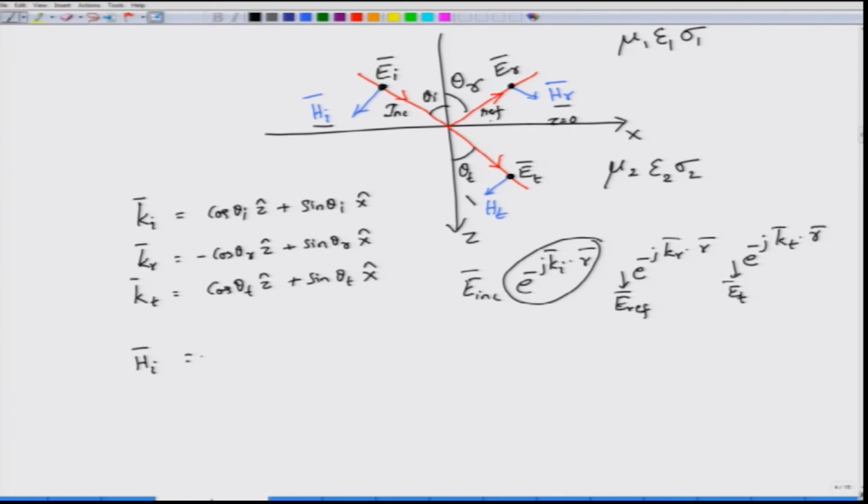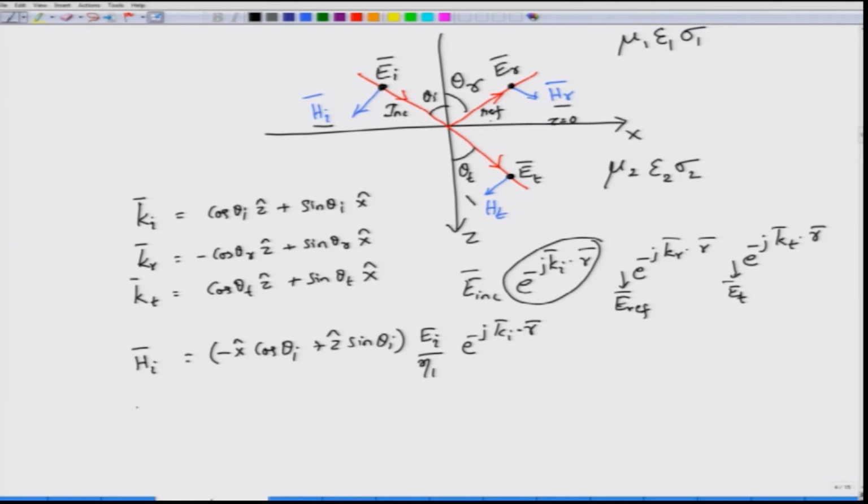Well, H_i will have one component along the minus x direction and one component along the z direction, correct. So the magnetic field will be given as minus x hat cos theta_i, because there will be an angle of 90 minus theta, plus z hat sin theta_i. Okay. This would be the direction of the magnetic field. If E_i is the amplitude of the incident electric field, then E_i by eta_1 will give you the amplitude of this magnetic field, right. And there is e to the power minus j k_i dot r, which is coming from this particular expression.